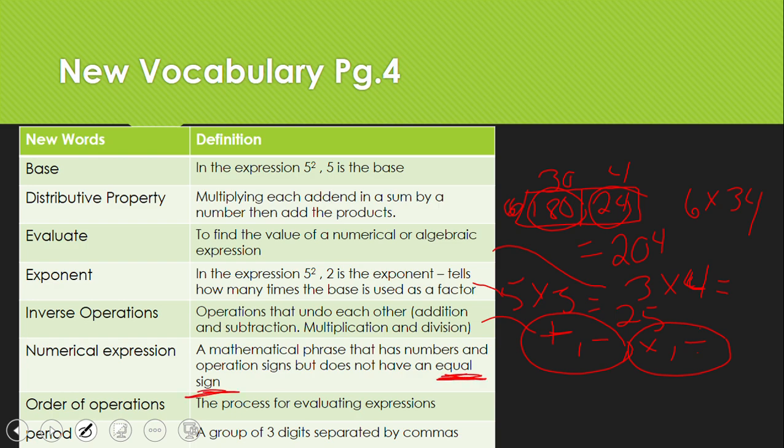Order of operations, basically, is Please Excuse My Dear Aunt Sally, or PEMDAS. We're going to be talking more about this when we get into it, but you can definitely write it down now. A period is a group of 3 digits separated by commas, my apologies. 5, 6, 8, and there are commas there. All right, let's get into the lesson.